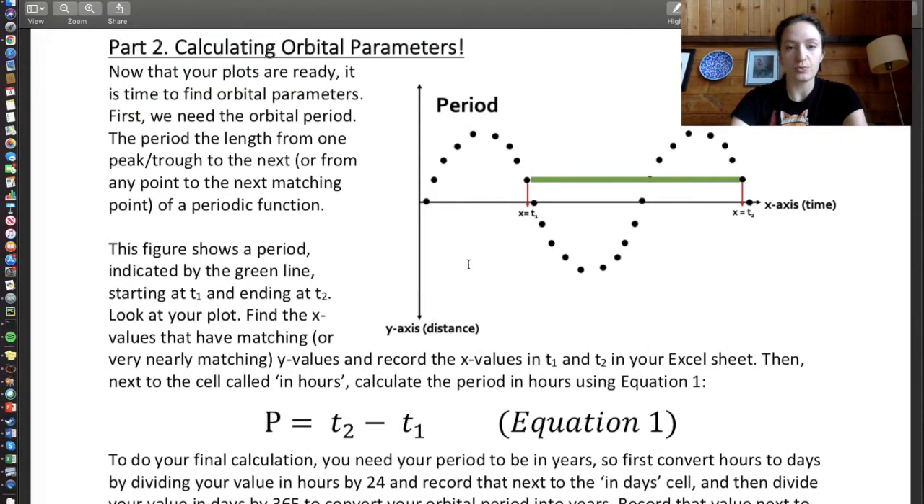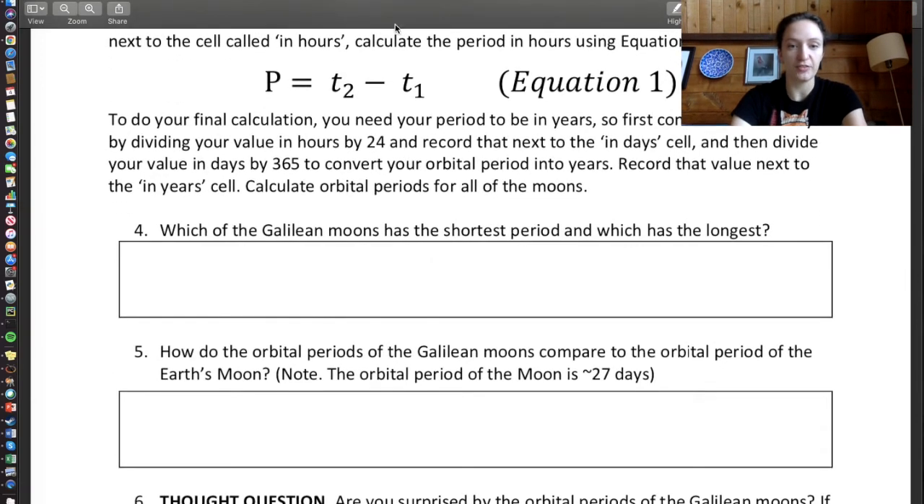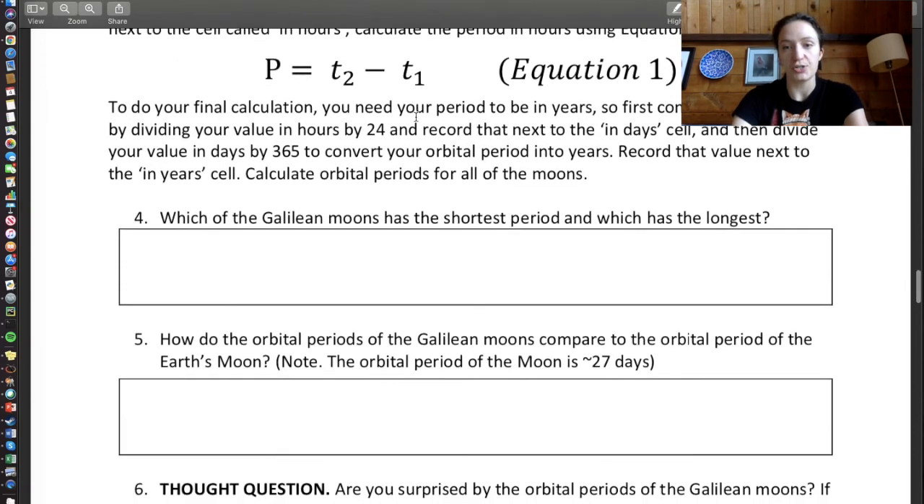So that's exactly what it goes over here. To do your final calculation, it needs to be in years, so you convert hours to days by dividing by 24, and then days to years by dividing by 365. Now question 4, your first real question of the lab.